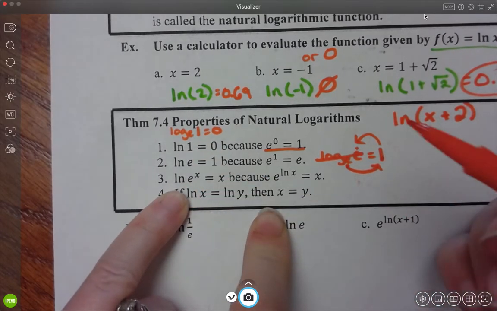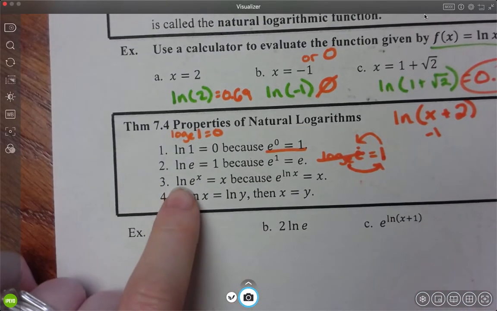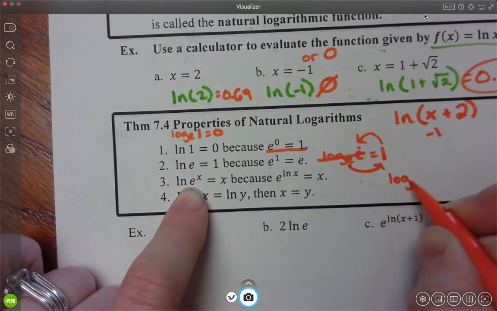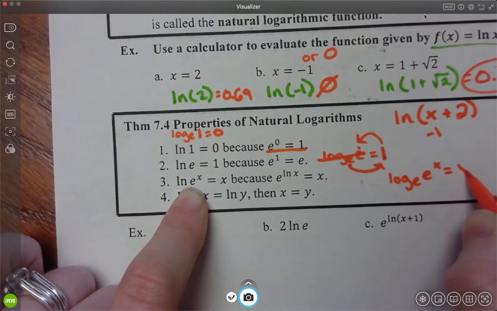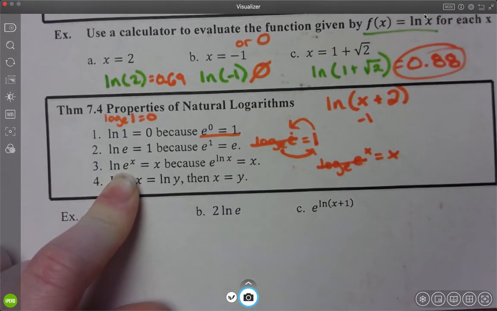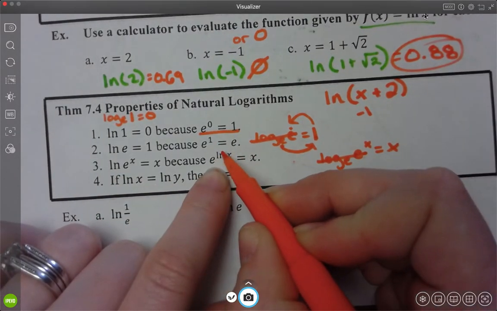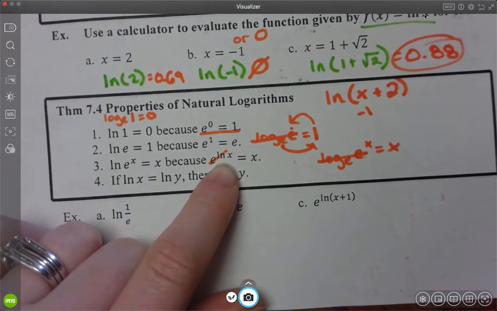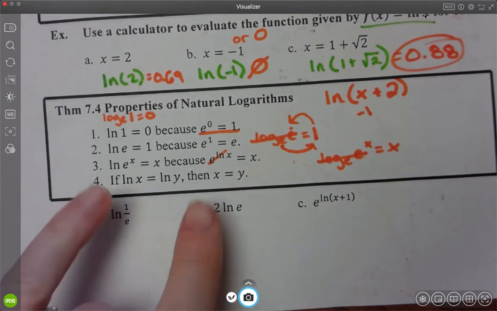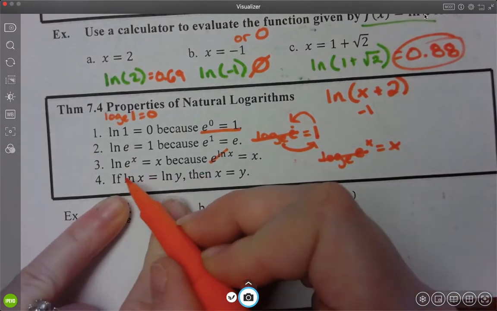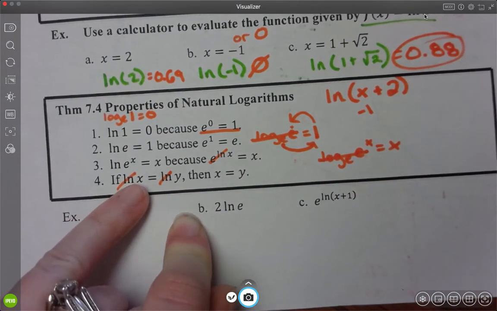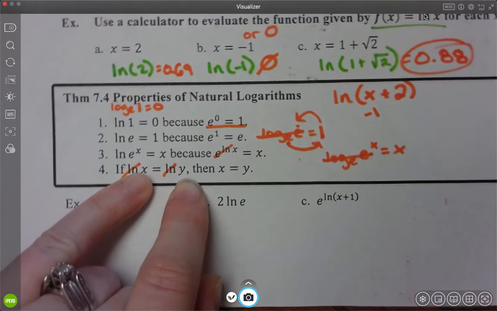Ln of e to the x equals x. Ln and e cancel each other out because this would say log base e of e to the x power equals x. Those two cancel, so you're just left with x when you simplify. Same thing with e to the ln. Those are going to cancel each other out because this is e to the log base e, so you're just left with x. And same thing as what we had on the front side: if we have an ln on both sides, we can cancel those out and say that this part is equivalent to that part. So x would be equal to y.